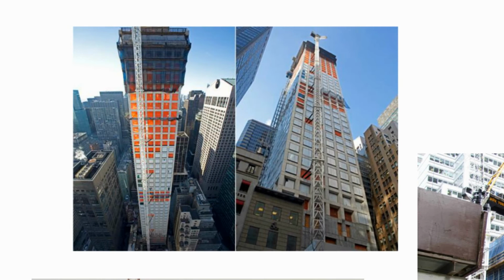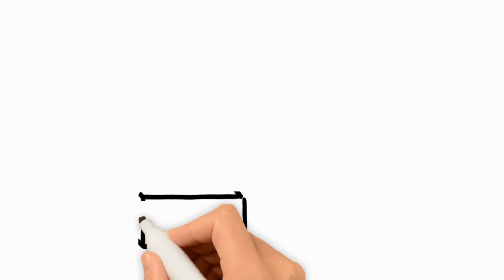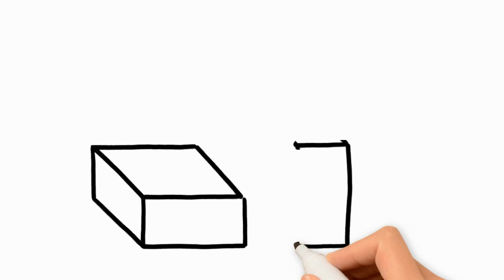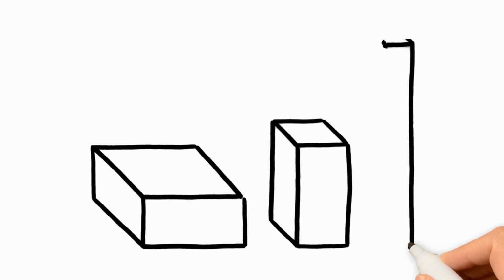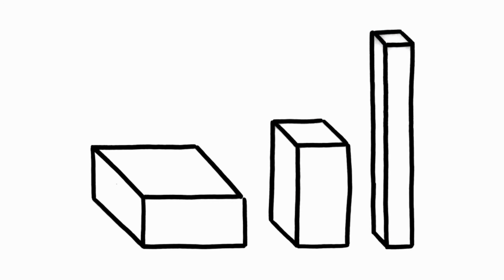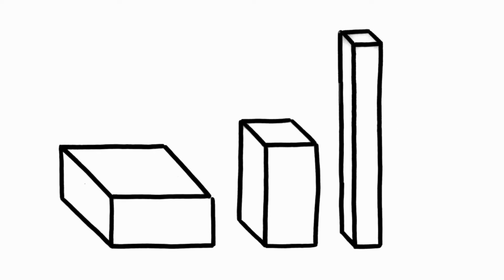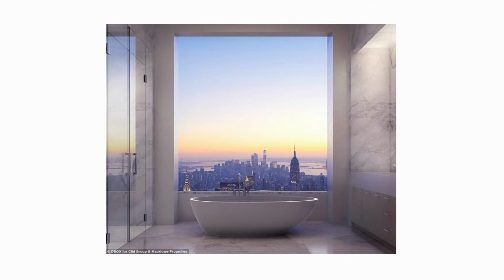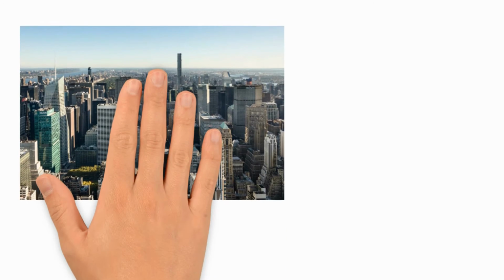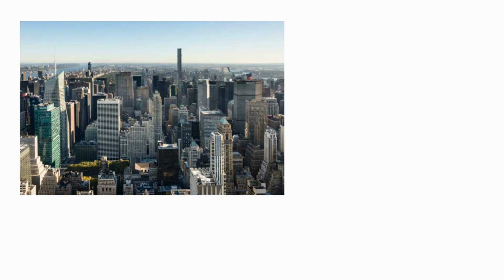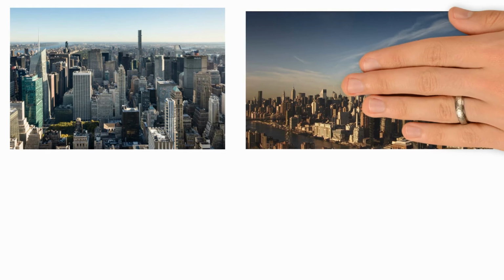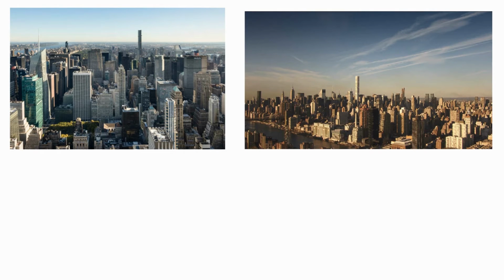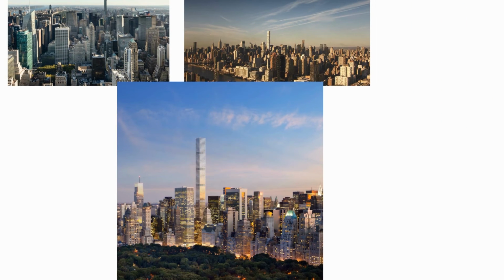The building's shape is influenced by New York planning requirements. By using a smaller area of the plot, the developers could build higher, as height restrictions are defined by an average. With increased height, the apartments offer better views over the city. 432 Park Avenue is visible from all areas of the city. Depending on your personal opinion of the architecture, this could be seen as a positive or negative thing.